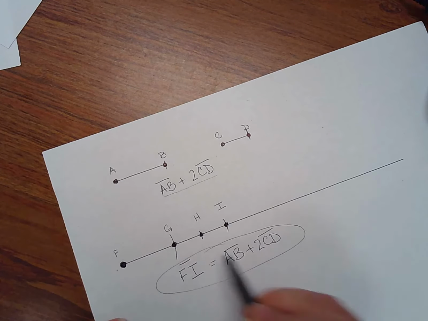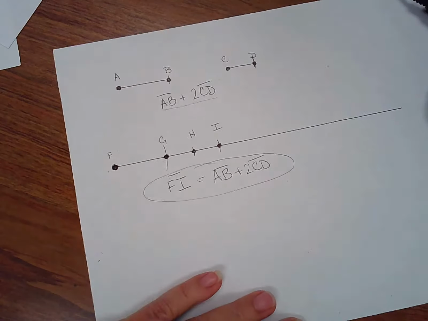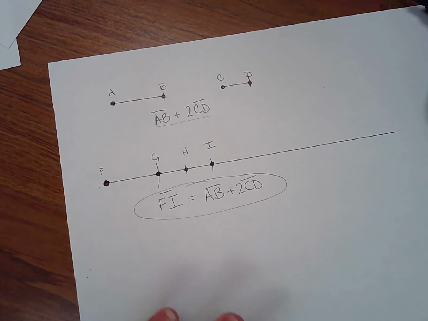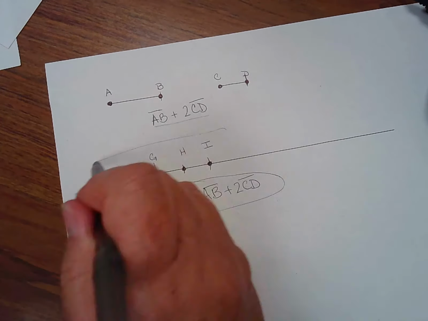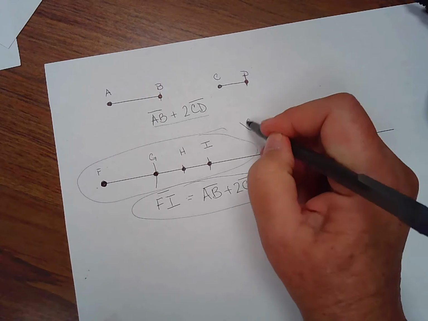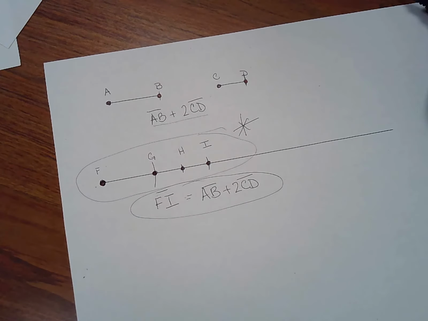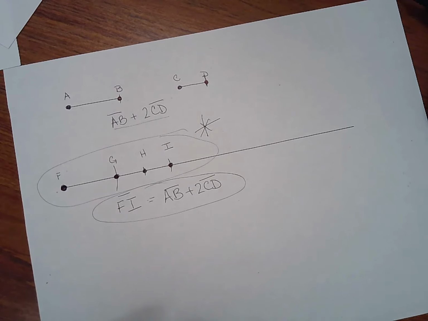You do not have to write this if you don't want to. It's fine. If you want to, that's fine, but you don't have to. The main thing is I want you to be able to make this construction. This is what you do have to be able to do. Okay, let's try one more.